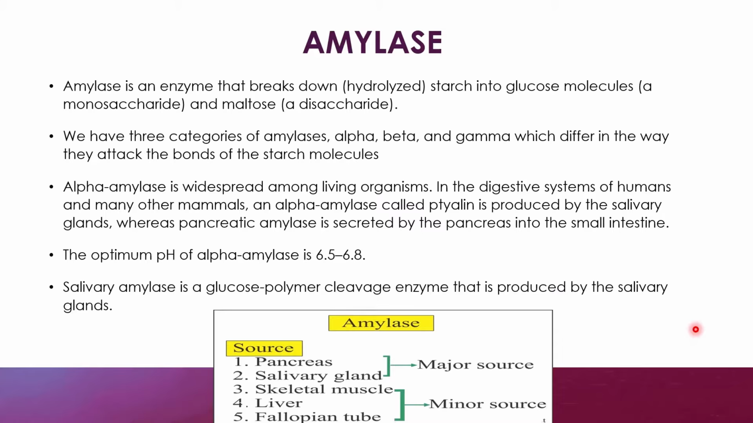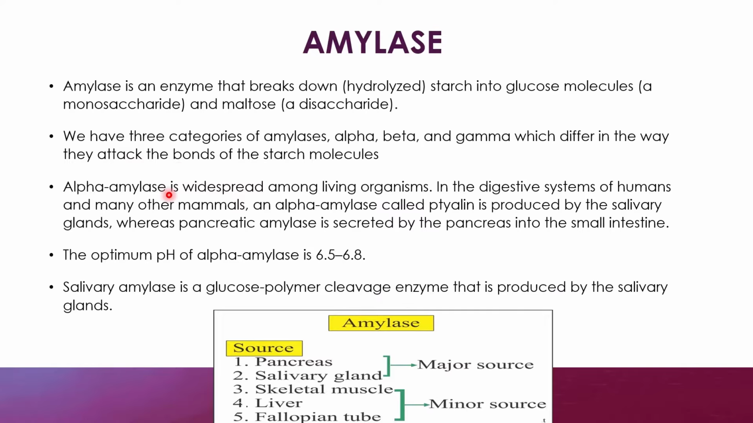So the next thing to look at is amylase. First of all, amylase is an enzyme that breaks down or hydrolyzes starch into glucose molecules, which might either be a monosaccharide or maltose, which is a disaccharide. We have three categories of amylases, and these are the alpha amylase, beta amylase, and gamma amylase. And they differ in the way they attack the bonds of the starch molecules.